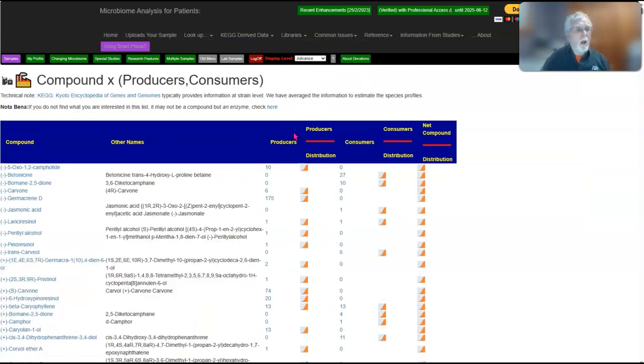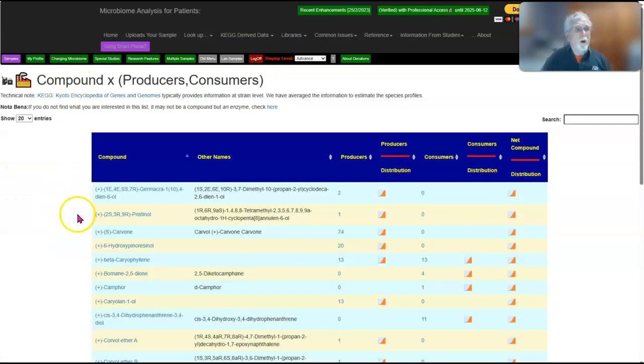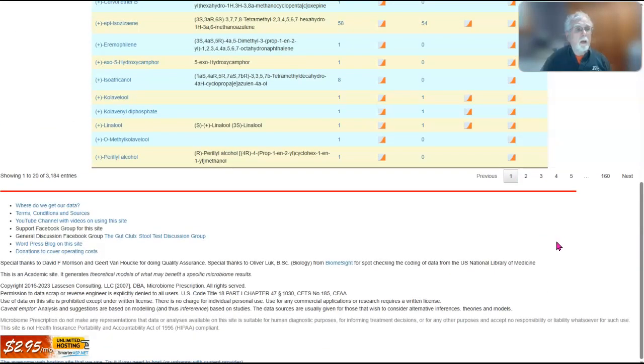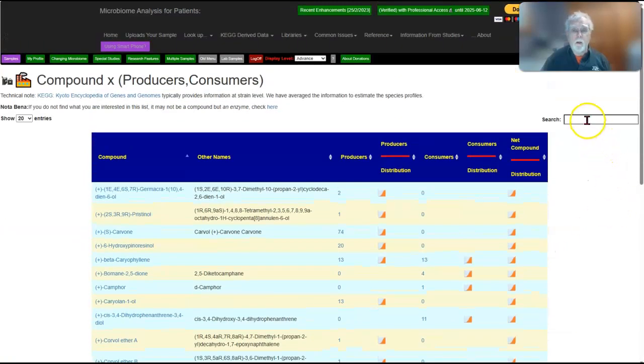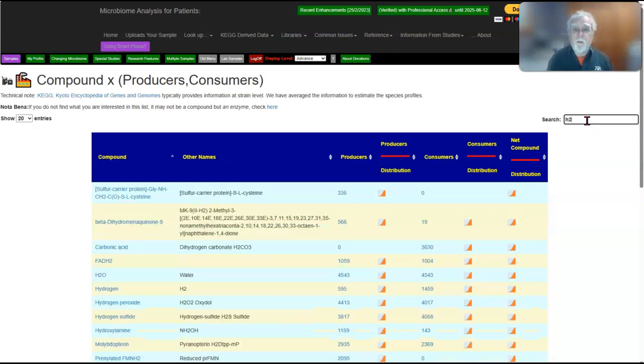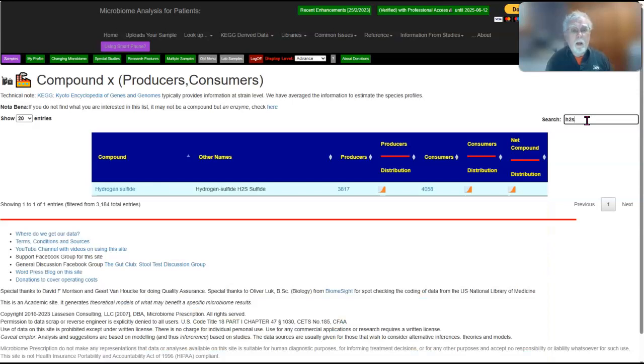If you click here, you'll see all the compounds which are being produced by the bacteria. How many are being produced? We have 3,100 different bacterial compounds being produced. In other words, there's a lot of compounds there. And if I type in H2S, we see hydrogen sulfide. And what do we see? We see 3,800 producers of it. We have 4,000 consumers of it. Of course, if you have a surplus of hydrogen sulfide, it generally means that the total production is more than the consumption, and hence you have a surplus of it.